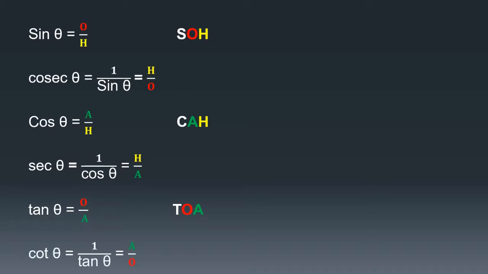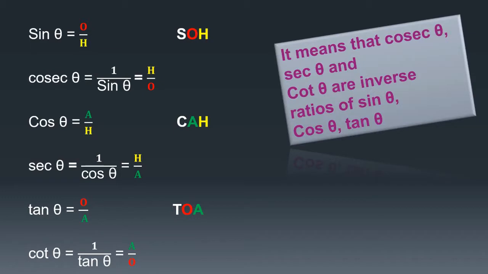The sixth one and the last one is the cot theta. The ratio of cot theta is adjacent side upon opposite side, which is the inverse of tan theta. So cot theta is equals to 1 upon tan theta, which is equals to adjacent side upon opposite side. As we can see that cosec theta, sec theta and cot theta are the inverse ratios of sin theta, cos theta and tan theta.